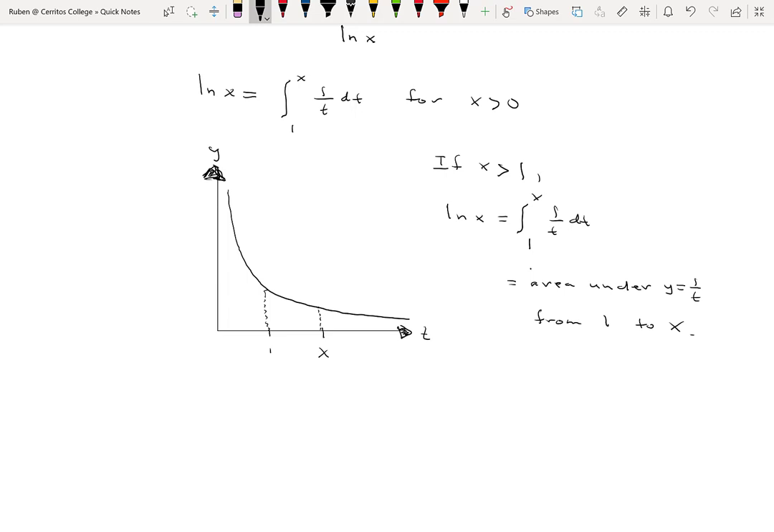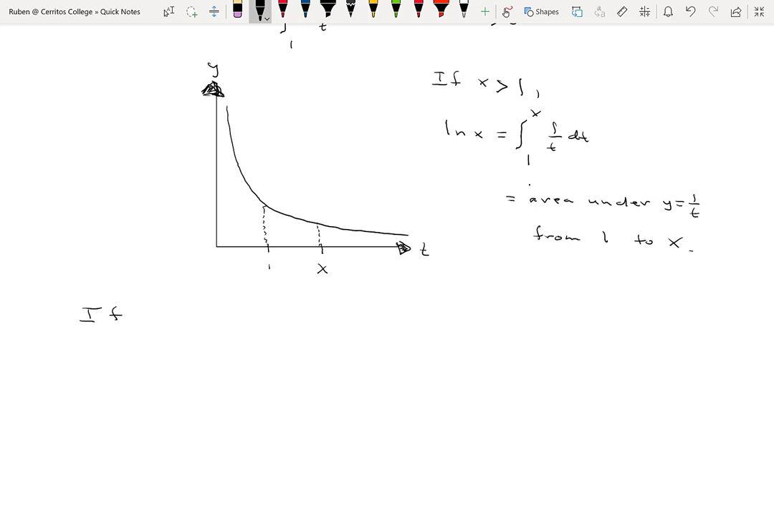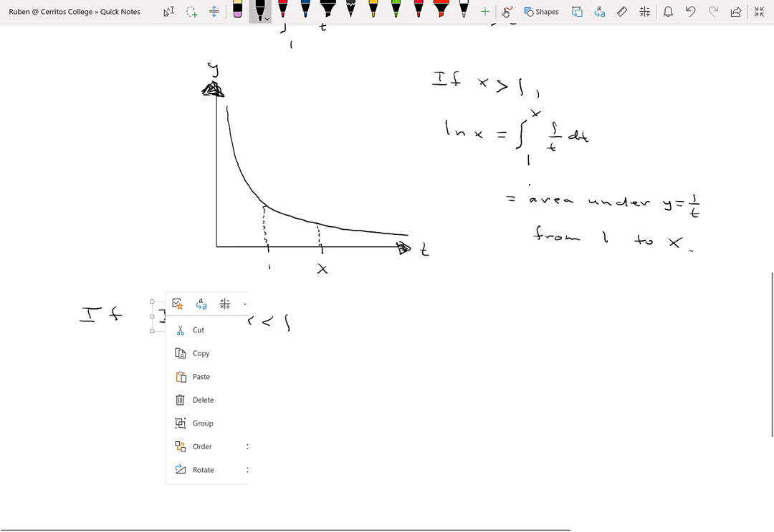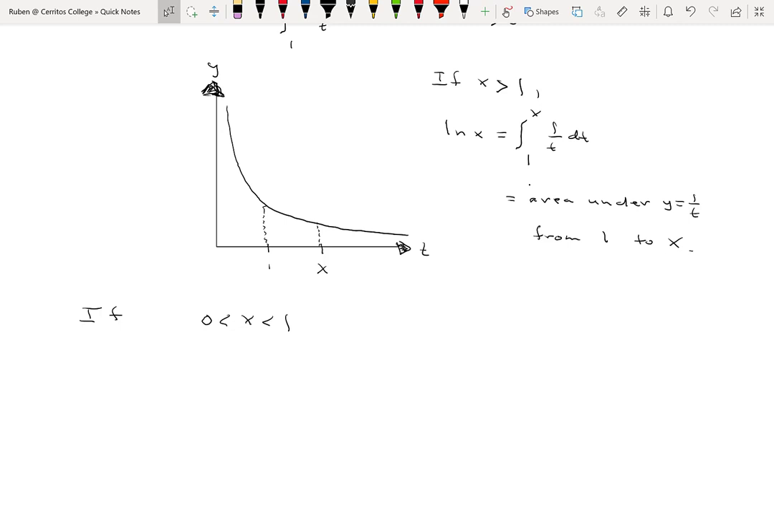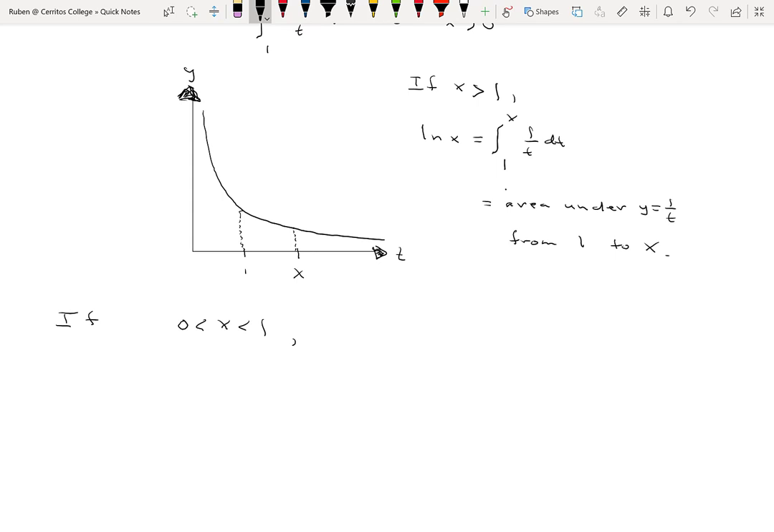Okay, so if x is less than 1, but remember the definition of the logarithm is that x has to be greater than 0. Let me get rid of one of those ifs. If x is between 0 and 1, then the natural logarithm of x, the definition doesn't change just because we let x be somewhere between 0 and 1. It's still the integral from 1 to x of 1 over t dt.